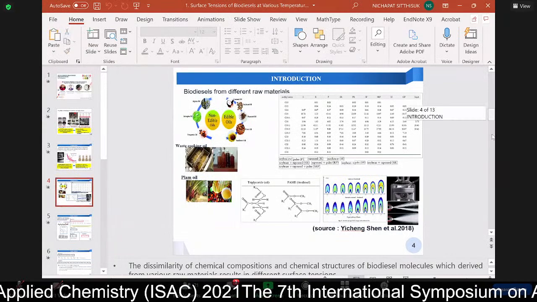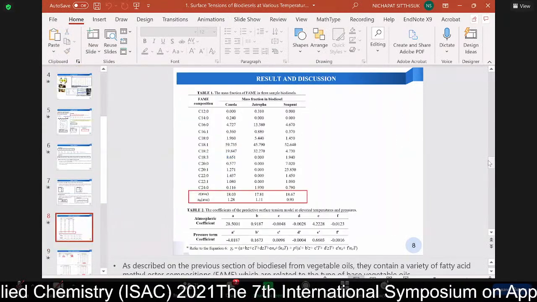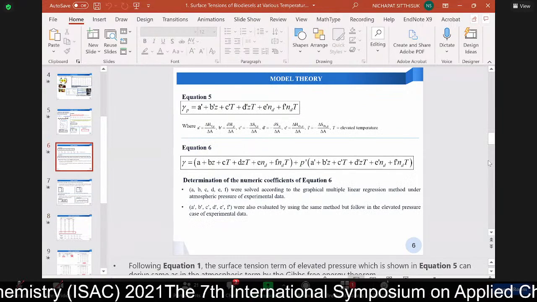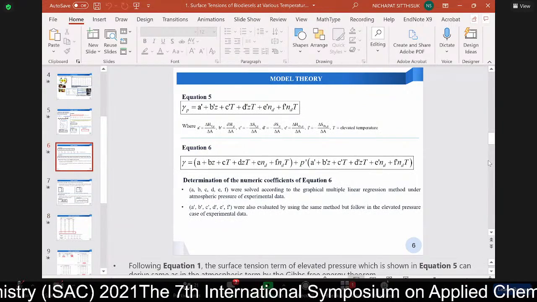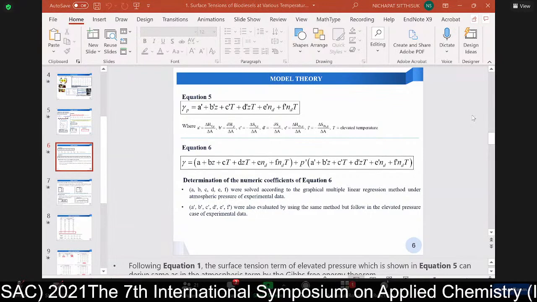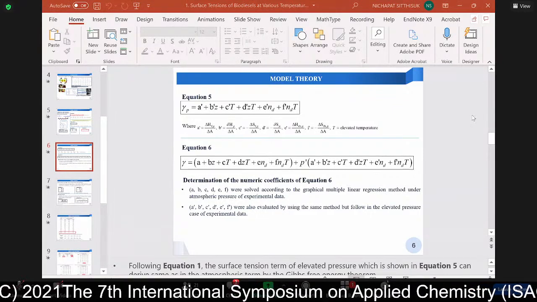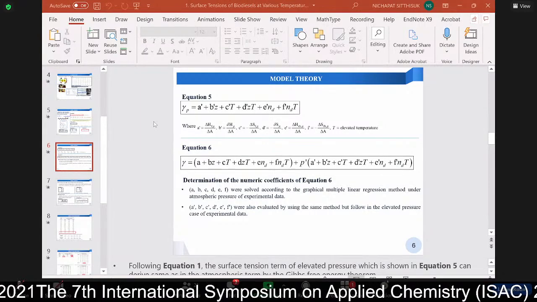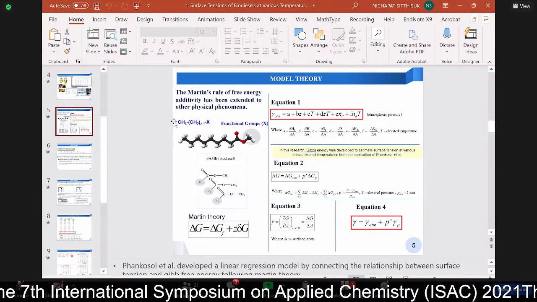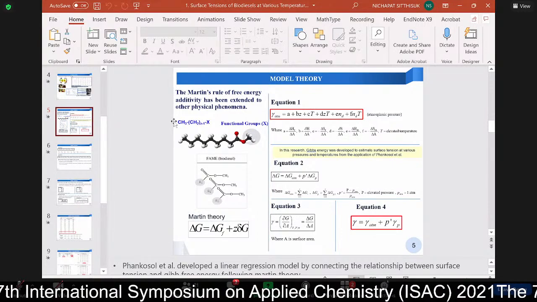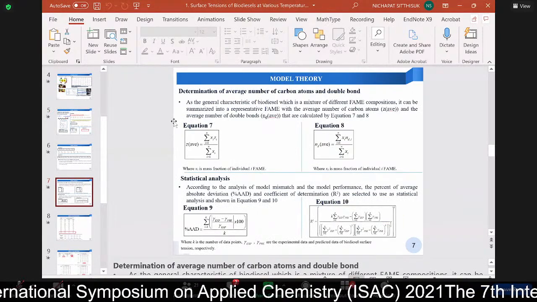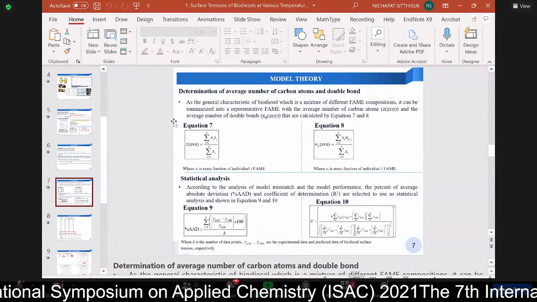In the second topic, I generated the coefficients by the multiple linear regression method using experimental data at atmospheric pressure and at various pressures, and I analyzed the percent AAD, shown in the slide, between experimental surface tension and predicted surface tension. Yes, I'm finished.